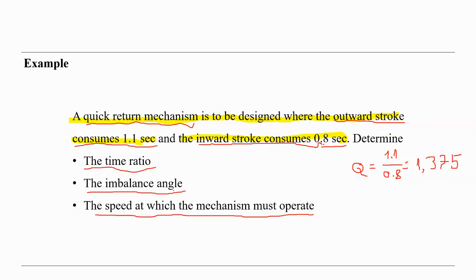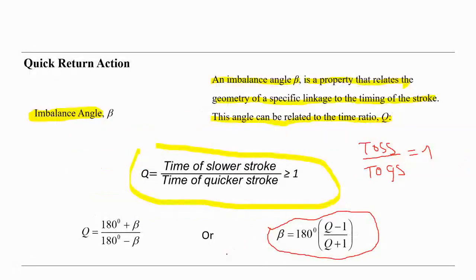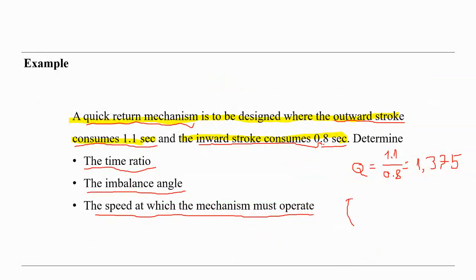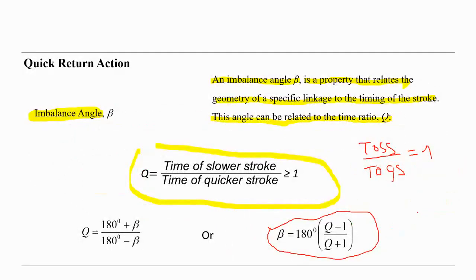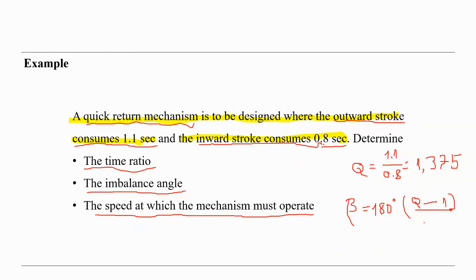So we can calculate the imbalance angle now. This is the time ratio. The imbalance angle, you see here, is beta. Beta is equal to 180 degrees in brackets, Q minus 1 over Q plus 1.